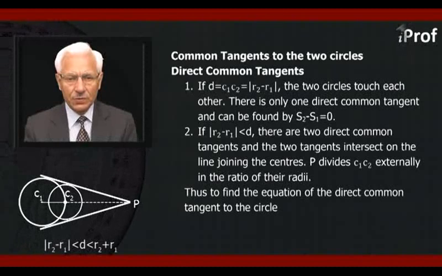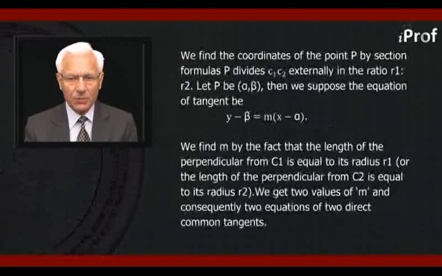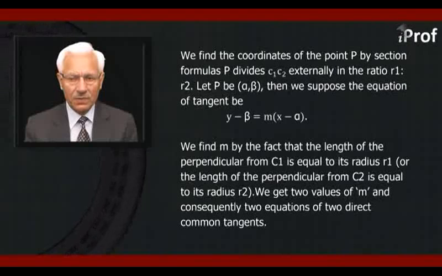Thus, to find the equations of the direct common tangents to the circles, we find the coordinates of point P by section formula, as P divides C1C2 externally in the ratio of R1 is to R2.